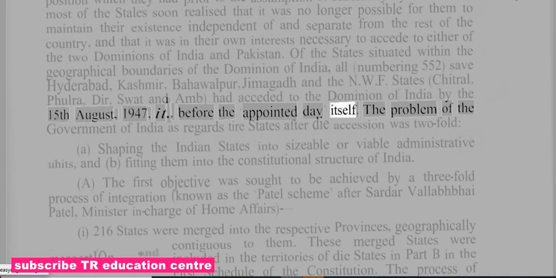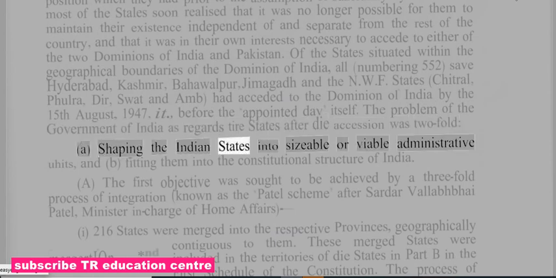The problem of the government of India as regards the states after accession was twofold: a. Shaping the Indian states into sizable or viable administrative units, and b. Fitting them into the constitutional structure of India. The first objective was sought to be achieved by a threefold process of integration, known as the Patel Scheme after Sardar Vallabhbhai Patel, Minister in charge of Home Affairs.